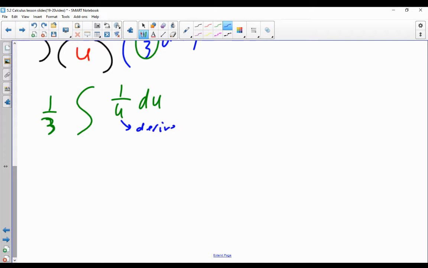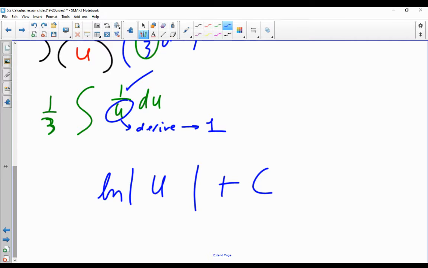Let's derive the bottom. Of course, the derivative of u is just like the derivative of x. It's just going to be 1. Does that 1 match the top? Sure does. So that means I can rewrite it as a natural log. The natural log of the bottom, where currently the bottom is u, and then plus c. And then the 1/3 gets to stay in the front with everyone else.